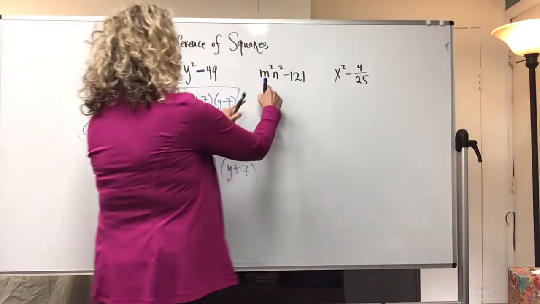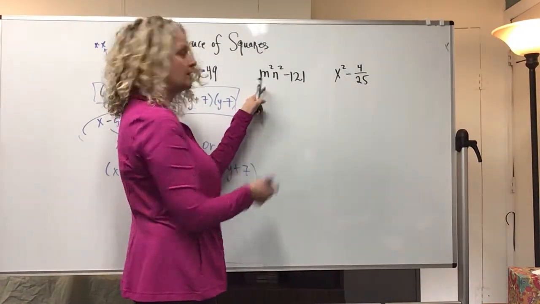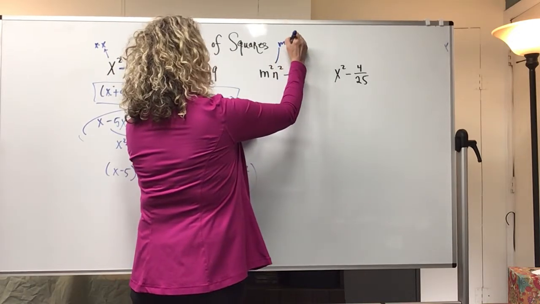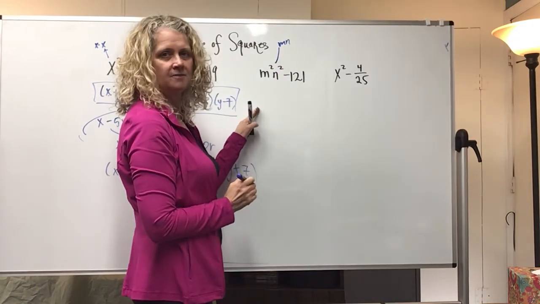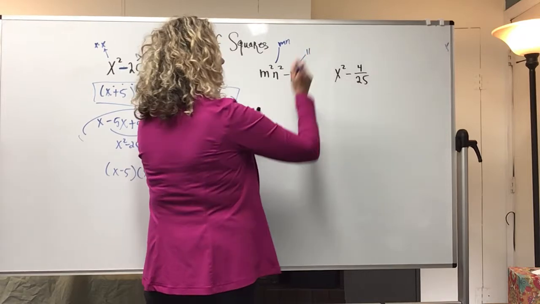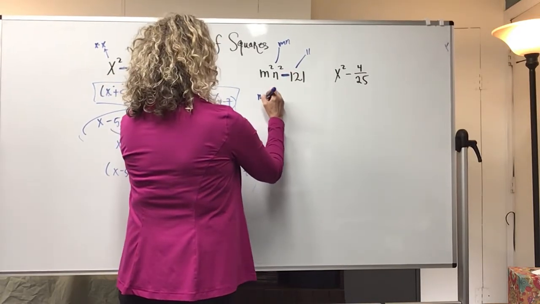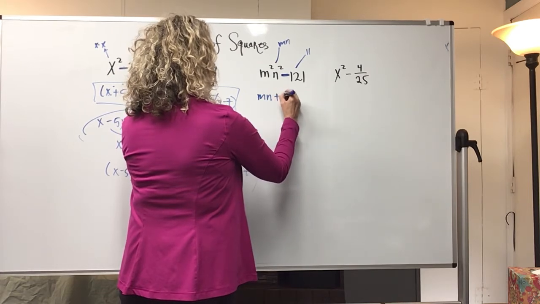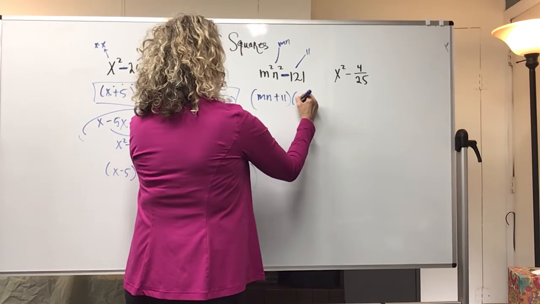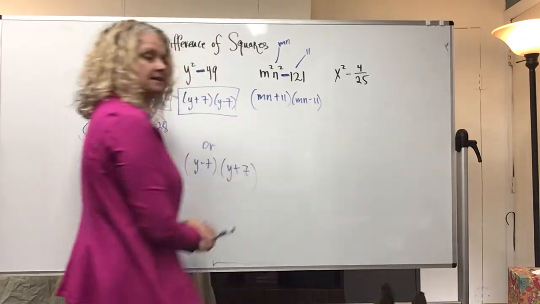Okay. Here, this one's a little tricky. M squared, n squared. Notice, mn times mn is m squared, n squared. And 11 times 11 is 121. And there's a subtraction sign in the middle. So it's mn plus 11, mn minus 11.